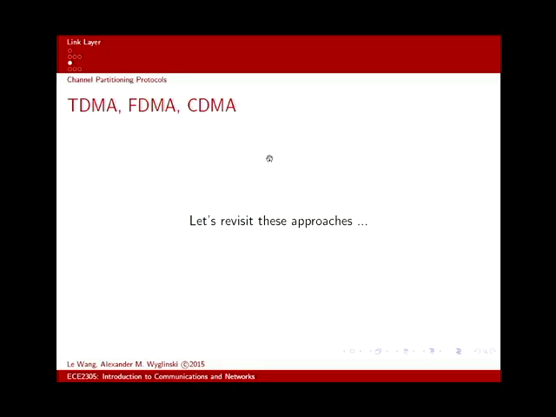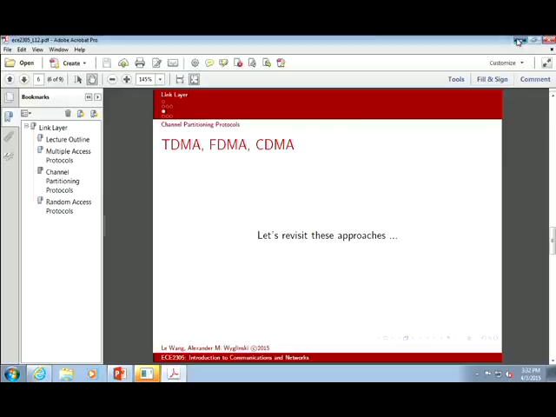Yes? By first come, first serve, do you mean the first user who connects has the most bandwidth? Or it's just in that second as you're all fighting?